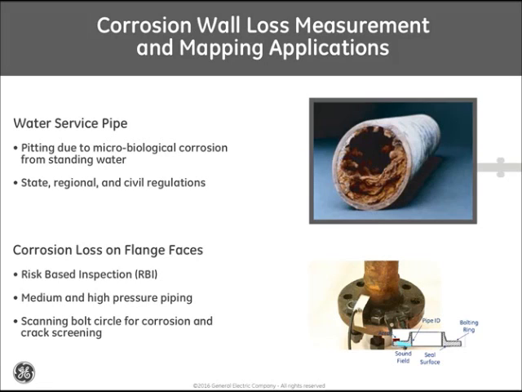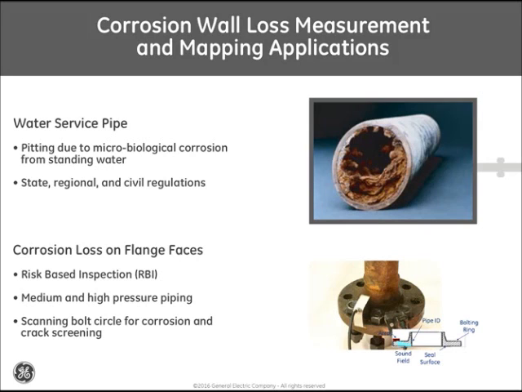And then a very important and critical one is corrosion on adjacent flange faces in high-pressure piping applications. This is extremely important because, again, due to the high pressure, we do have corrosion leading to cracking on the bolting circle. It could lead to a catastrophic failure of the component.